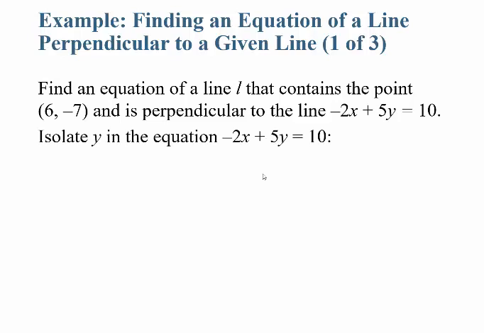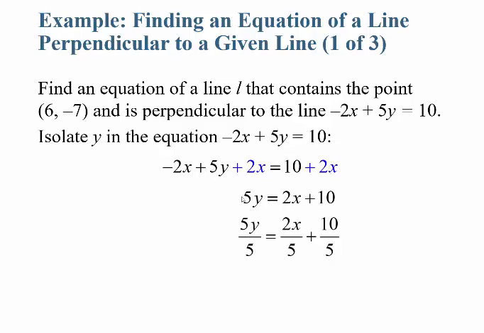All right. Well, let's isolate this equation here. Notice how it's not in the y is equal to mx plus b form. So let's isolate y in this equation. So the first thing I'm going to do is add 2x to each side, so these cancel out. I get 5y is equal to 2x plus 10. I'm going to divide everything by 5 to get the y by itself. And this is what I have. y is equal to 2 divided by 5 x plus 2.